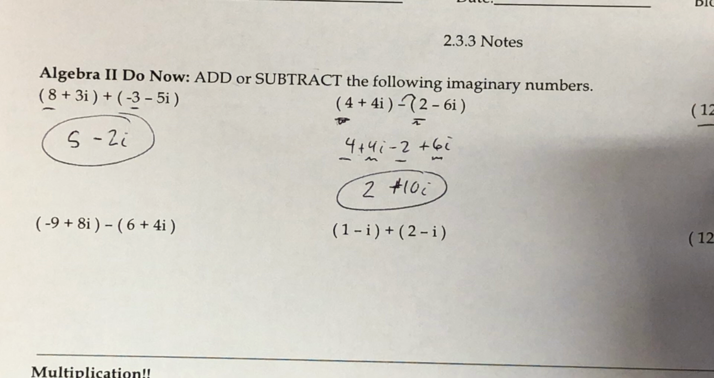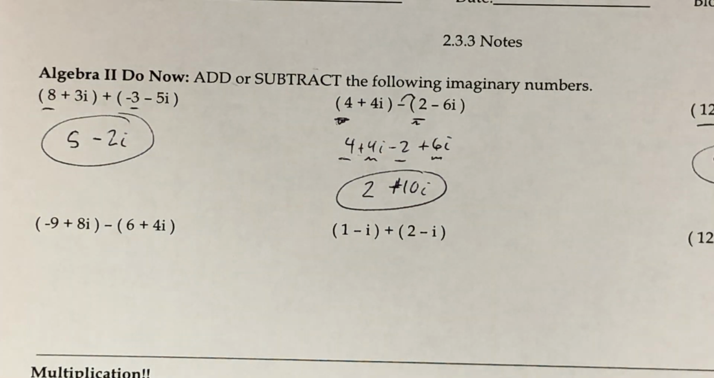12 plus negative 3 is 9. Negative 4 plus 2 is negative 2. So we have 9 minus 2i.